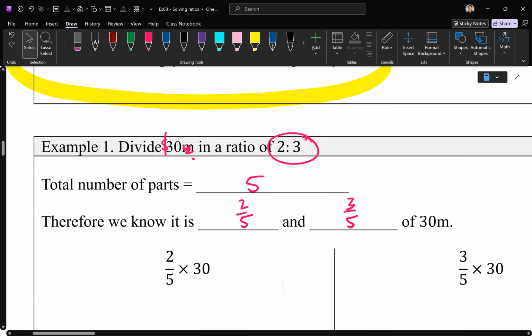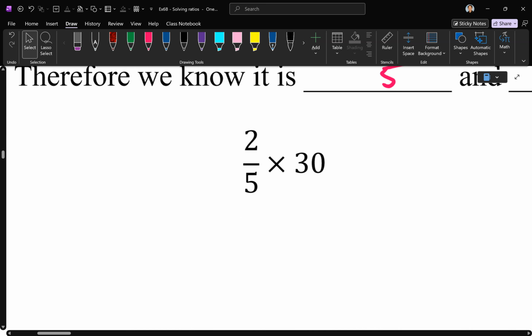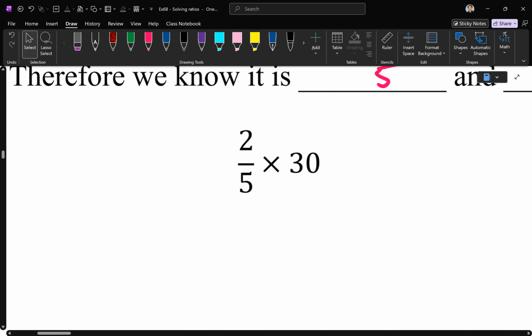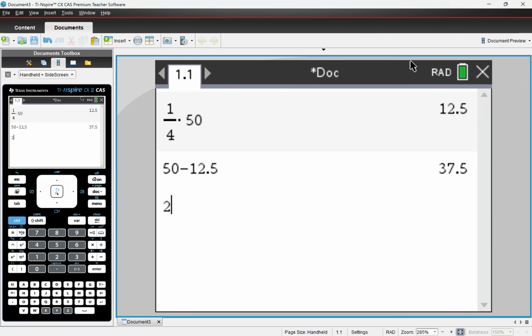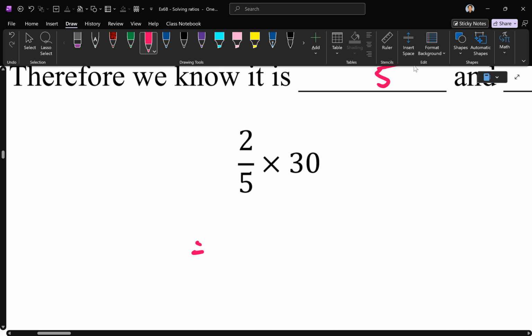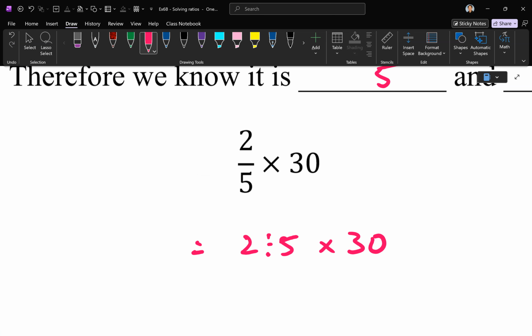So here we go. Let's do it. Person A, 2/5 of 30. This is what 2/5 of 30 actually means. On your calculator, here we go. 2/5 means 2 divided by 5, then times 30, because the 30 is the total amount. Get $12. So 2 divide 5 times 30. I literally type out the calculation so you can type it in your calculator there.